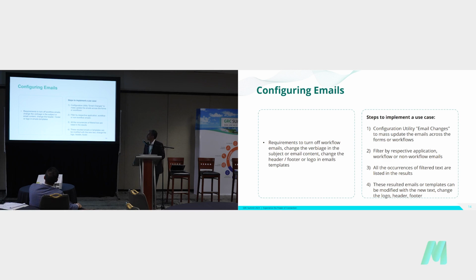And again, similar to the label changes, if you want to do mass updation of emails, like changing the headers or footers, or changing the templates or the logo of your emails, we can do all that using this utility. Even if you want to turn off the emails for a respective workflow, rather than going through each and every workflow and turning off the emails, you can just use this utility to mass update the emails in the whole system.